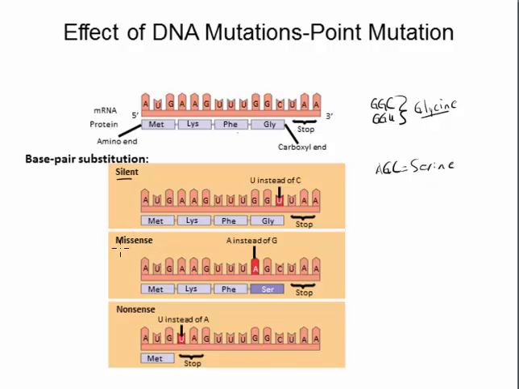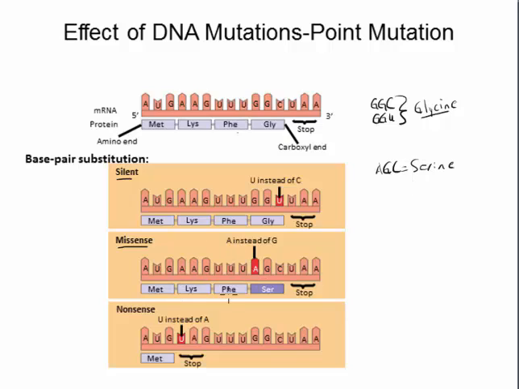So this change in amino acid sequence is referred to as a missense mutation, where the identity of the amino acid encoded by that codon has been changed. And in this case, that would be a pretty dramatic change, changing a non-polar amino acid to a polar one.